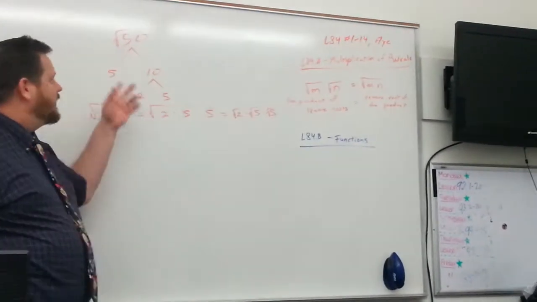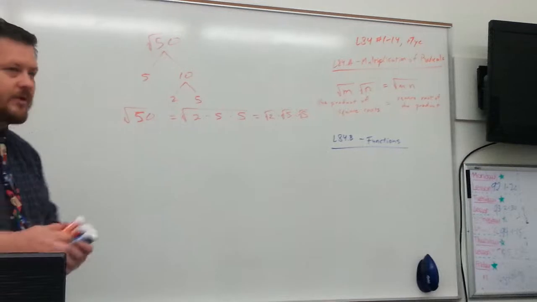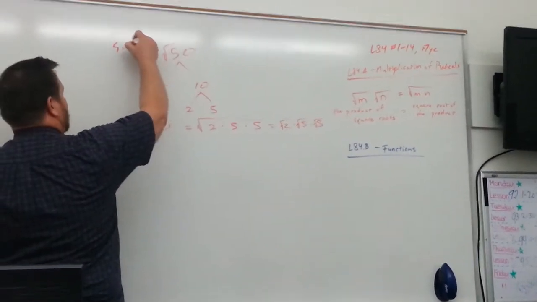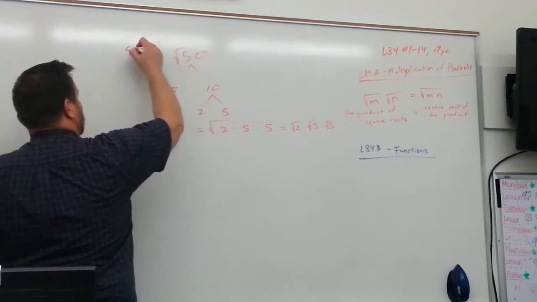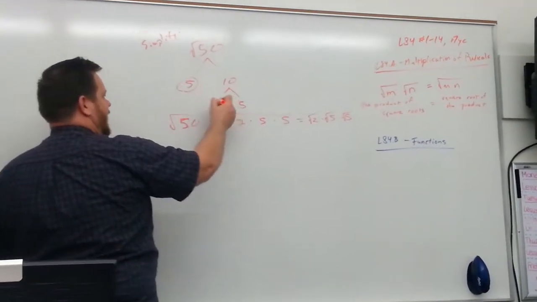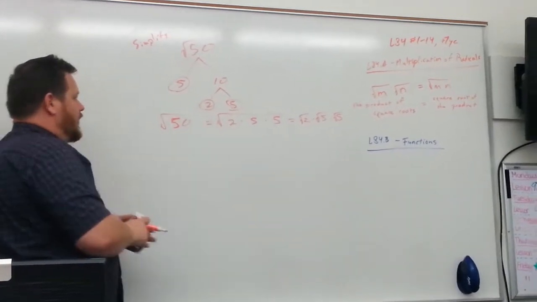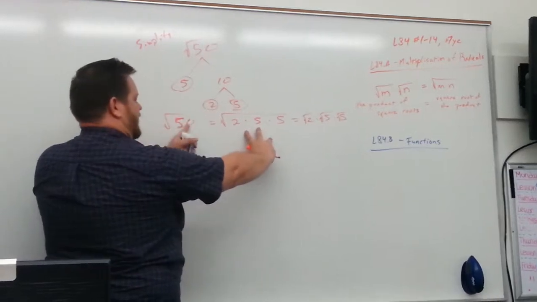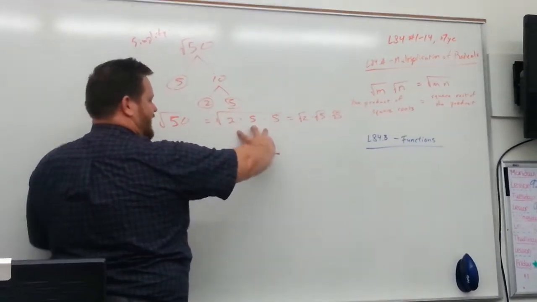And it's not a new concept. We've been doing it in these kinds of problems where it says simplify. We're going to simplify the square root of 50. Well, 50 factors as 5 times 2 and then 5. So if 50 equals 2 times 5 times 5, then the square root of 50 equals the square root of 2 times 5 times 5.